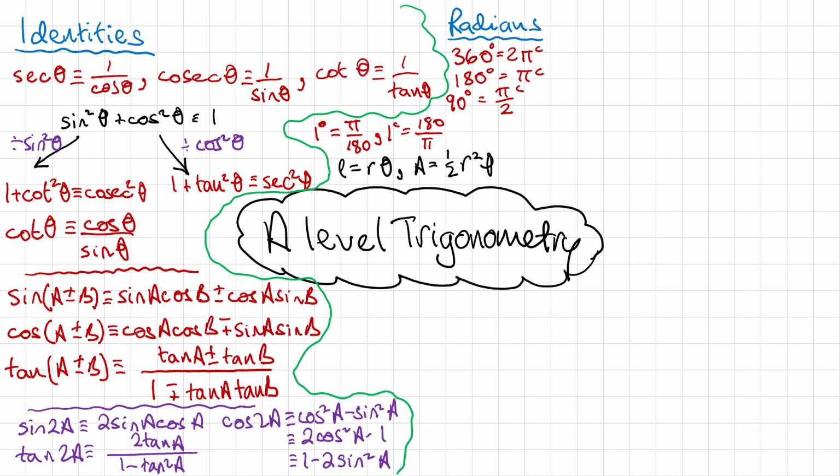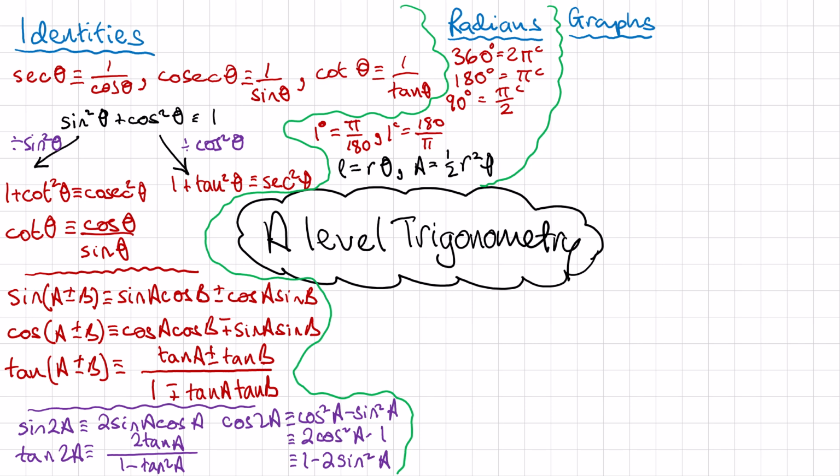Now when an angle is measured in radians, it makes it very easy to find an arc length or the area of a sector. Arc length is just the radius times the angle subtended at the center in radians. The area of a sector is half r squared theta. Again, this angle is the angle subtended at the center, in radians.